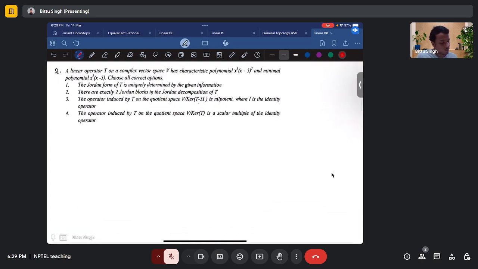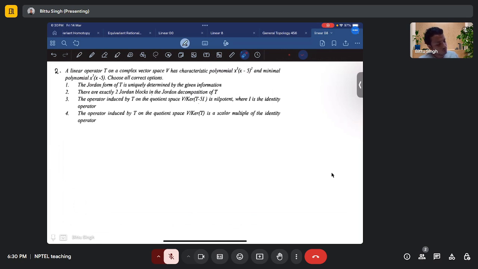So let us look at question number 2. Here, a linear operator T on a complex vector space is given, and its characteristic polynomial is x cubed into x minus 5 whole squared. These are actually questions from NET, and there are also some questions from GATE. The minimal polynomial is also given. Now we need to see which are possible and which are not.